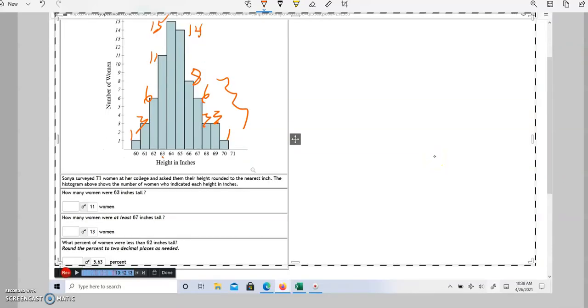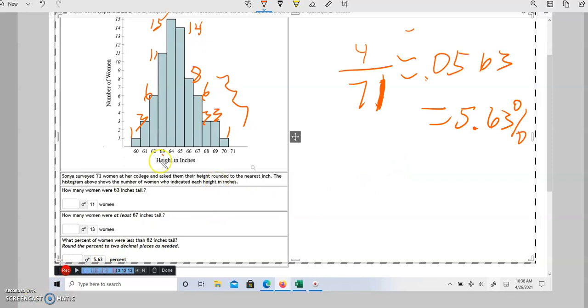Then, what percent were less than 62 inches tall? If you add up all the frequencies, you get 71. The ones that are less than 62, not including 62, are 60 and 61, which is 1 plus 3, which is 4. Now, 4 divided by 71 is 0.0563. Pay attention to what it tells you to do here: 2 decimal places after the percentage. So as a percentage, multiply by 100 and move the decimal over 2 places, you get 5.63%.